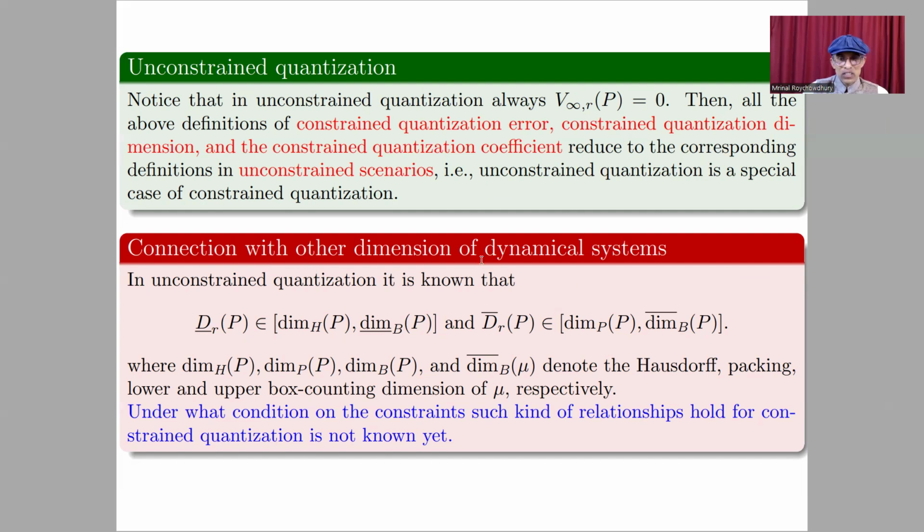Connection with other dimensions of dynamical systems. In unconstrained quantization, it is known that the lower quantization dimension lies between the Hausdorff dimension and the lower box-counting dimension of the measure. The upper quantization dimension lies between the packing dimension and the upper box-counting dimension of the measure. Here, these denote the Hausdorff, packing, lower and upper box-counting dimensions of the measure mu respectively. Under what conditions on the constraints such relationships hold for constrained quantization is not known yet.